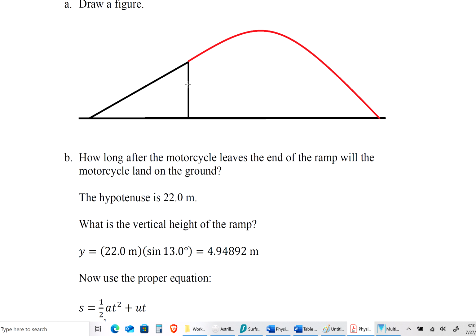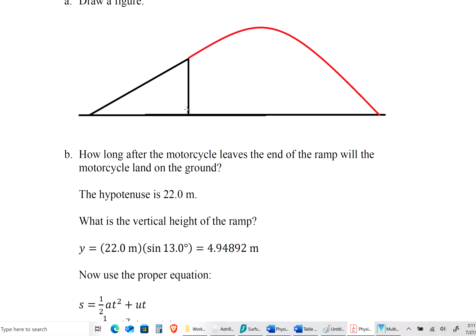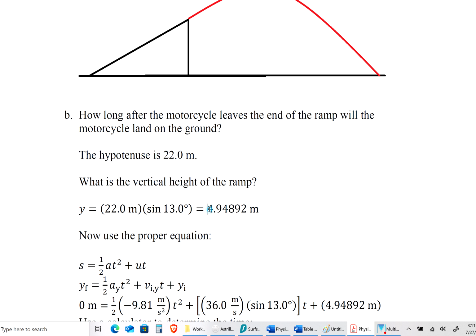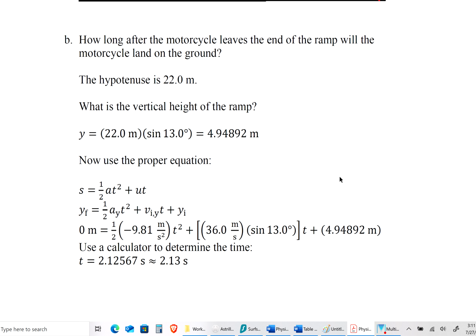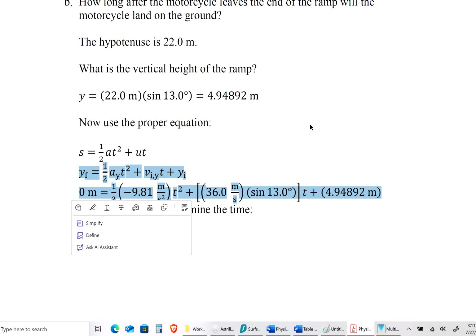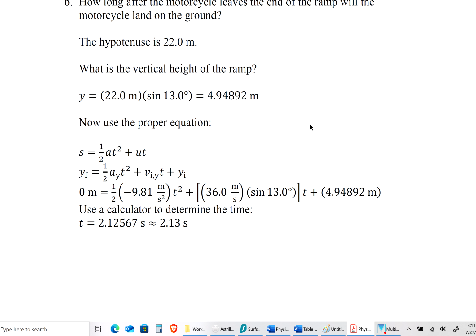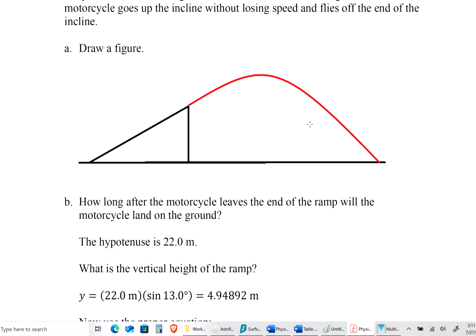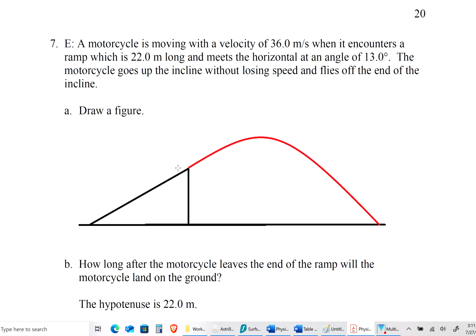So we need to determine the vertical height of this ramp. This is the vertical height of this ramp here. So plug in all the variables for this vertical variable equation to determine the time the motorcycle is in the air.